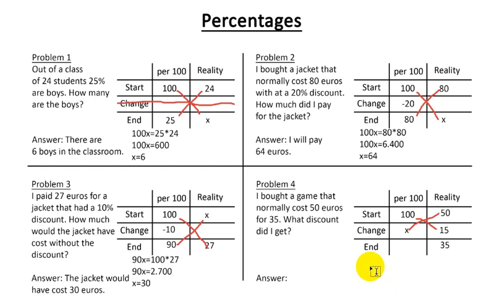And what I get is 50x needs to be equal to 15 times 100. 15 times 100 would give me 1,500. And if I divide both sides by 50, what I would get is that x is equal to 30. So my answer should be that I got a 30% discount.